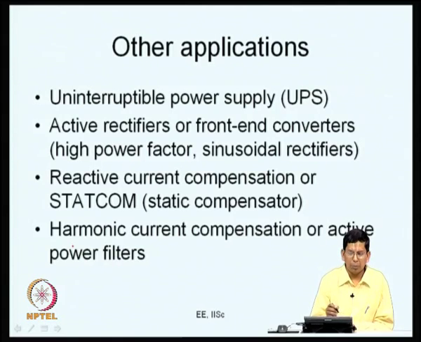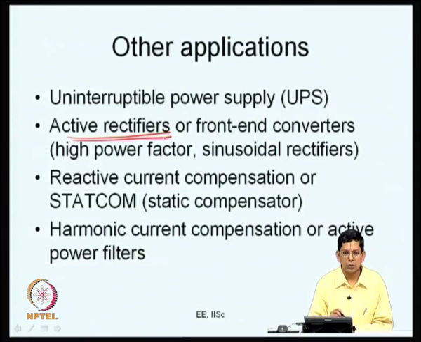Then the main application that we are focusing on today is basically active rectifiers or front end converters. Here we are going to shortly see what the issues with diode bridge rectifiers are, why we need active rectifiers and how we realize such active rectifiers. And once you are in a position to realize an active rectifier, as we will soon see, it is possible for us to compensate for reactive current also. These are two issues which we will see shortly today, and harmonic compensation a little later.